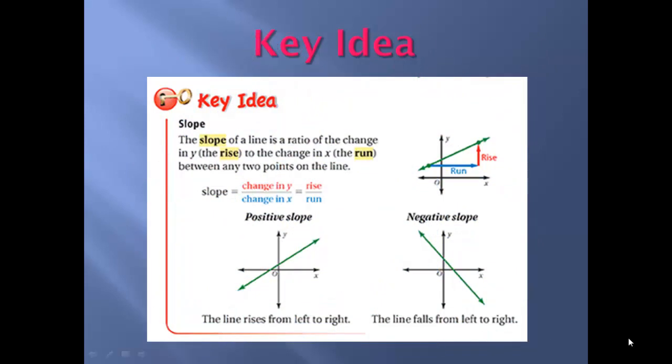First, we're going to look at our key idea. The slope of a line is the ratio of the change in y, or the rise, to the change in x, or the run, between any 2 points on the line. So the slope is the change in y over the change in x, or the rise over the run. For a positive slope, the line rises from left to right. For a negative slope, the line falls from left to right.